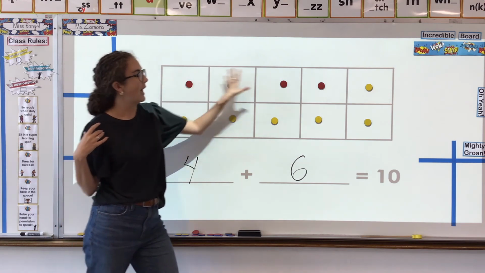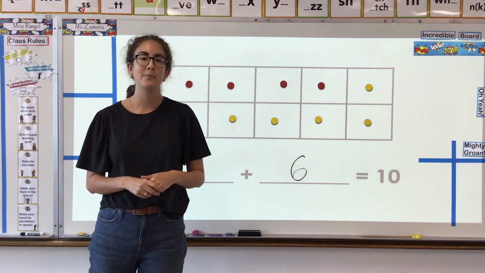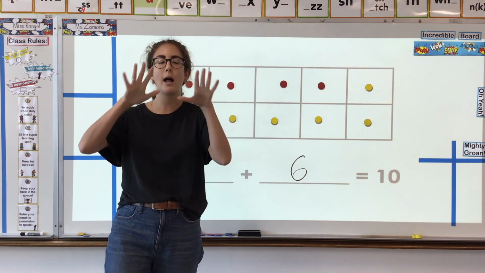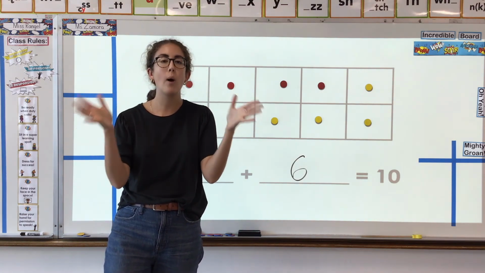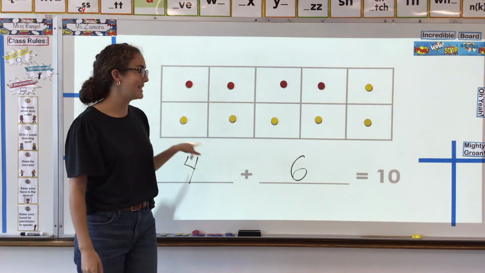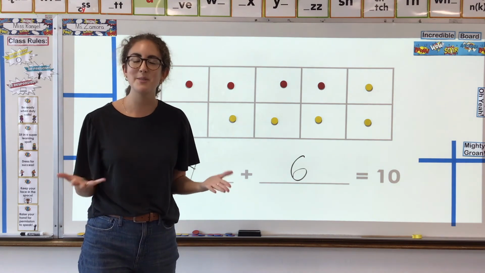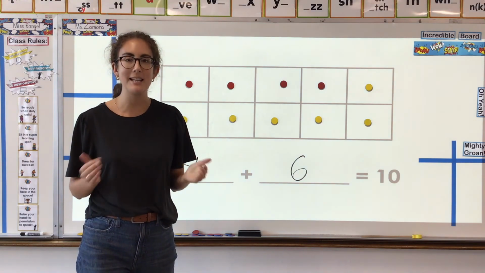So we showed how 4 plus 6 equals 10. And we're using those 2 colors so we can see what pairs go together. We can see the 4 and we can see the 6. So awesome job working with your addition sentences.